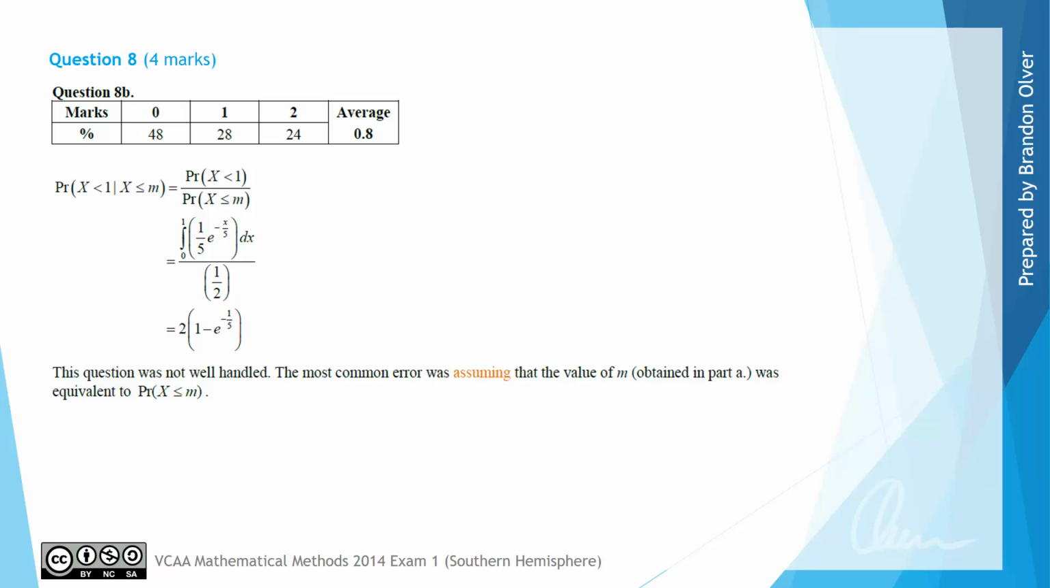From the examiner's report, we can see that 24% of students got that question correct, and 48% of students got 0 marks for the question. Overall, the question was not handled well in this exam, and the most common error was assuming that the value of m obtained in part A was equivalent to the probability that x is less than or equal to m. But we knew that m was the median, so the probability that x is less than m had to be a half.